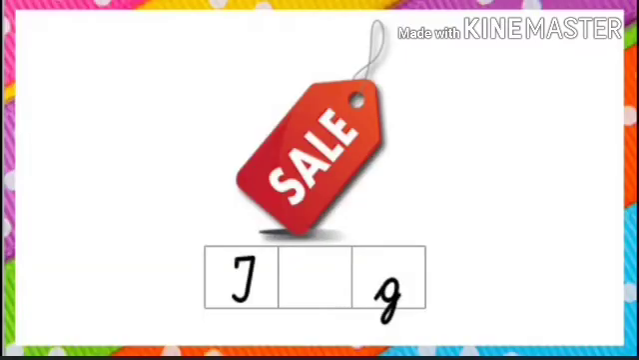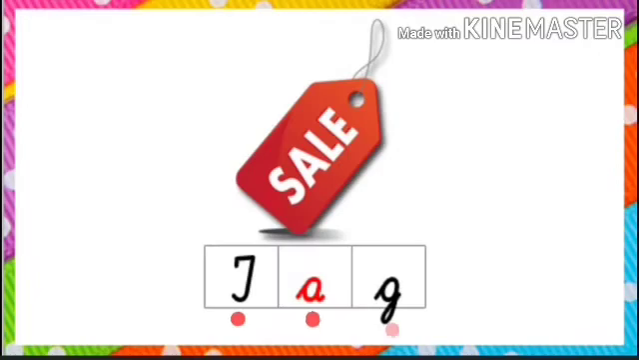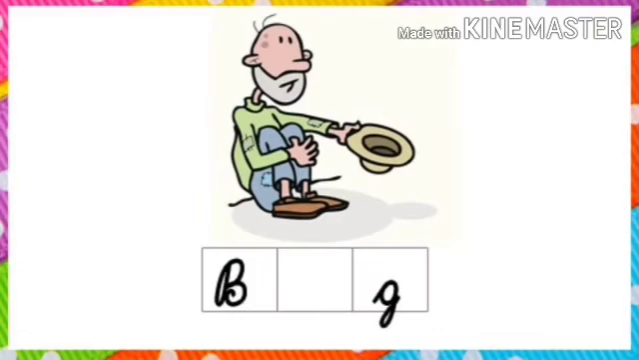Which picture is this? This is a picture of tag. Sound of the word, tag. So children, which vowel sound is missing? A sound is missing. So fill the correct vowel. A says a and make the word complete. Tag. Which picture is this?